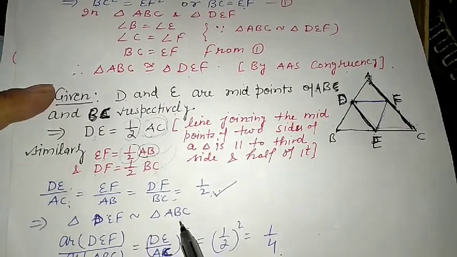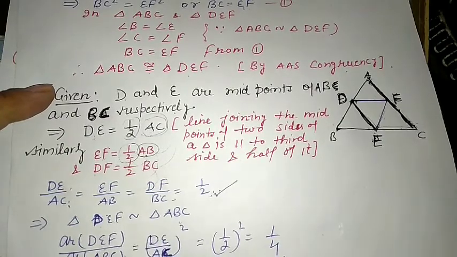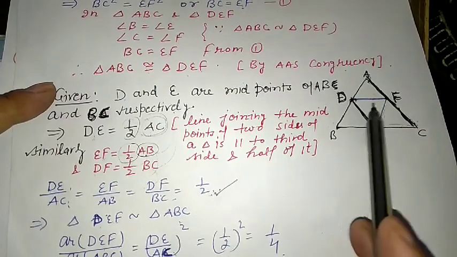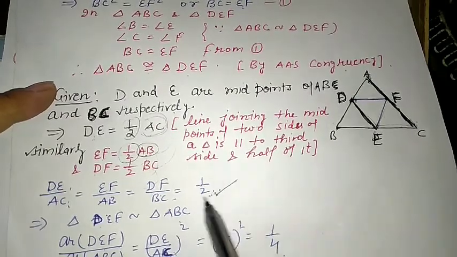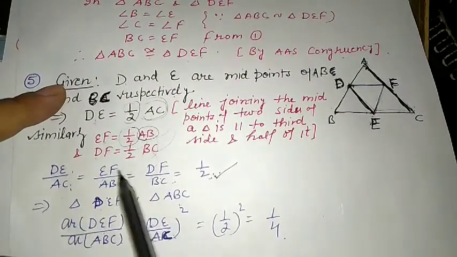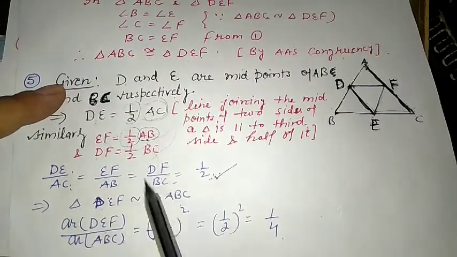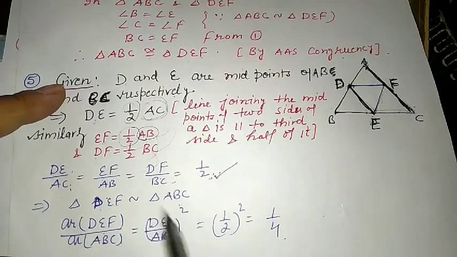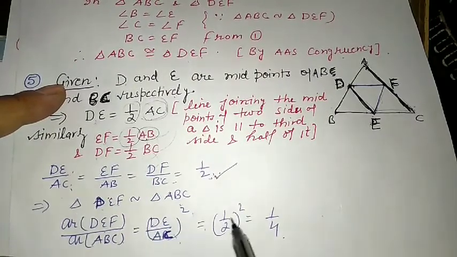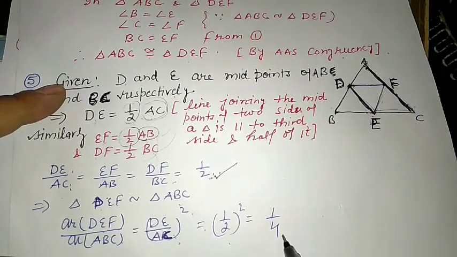If the triangles are similar, then the ratio of their areas is equal to the square of the ratio of the corresponding sides. Any one of the sides we can take because the ratios are equal. I have taken DE upon AC. You can choose EF upon AB or DF upon BC, doesn't matter. So DE upon AC whole square, where DE upon AC is 1 upon 2, so we are having 1 by 4.